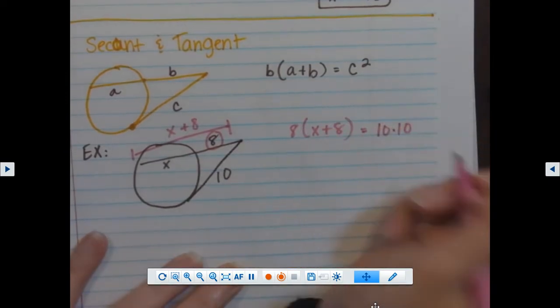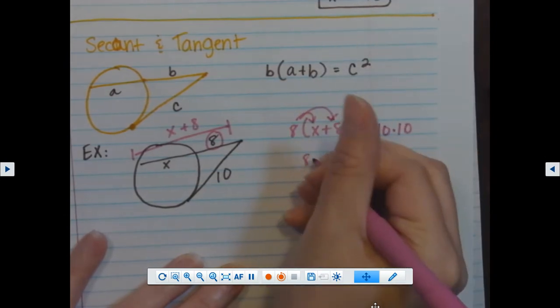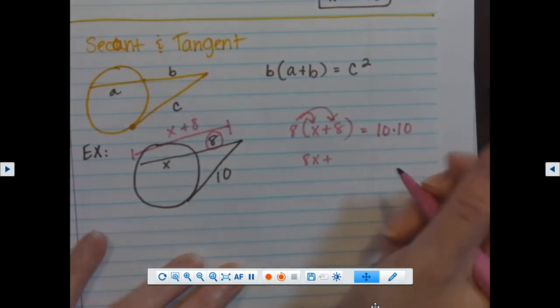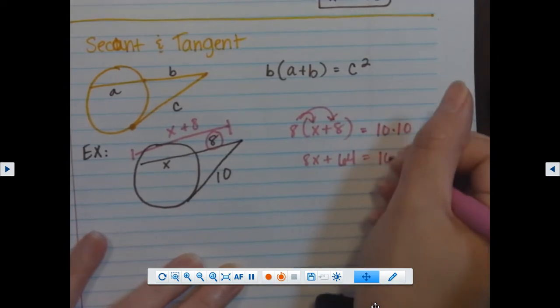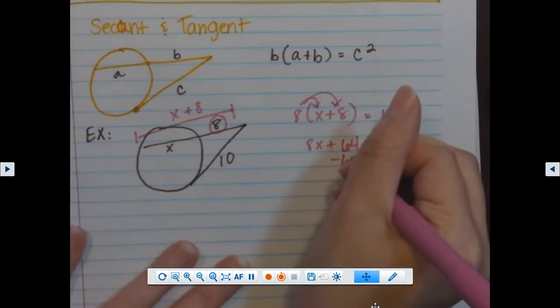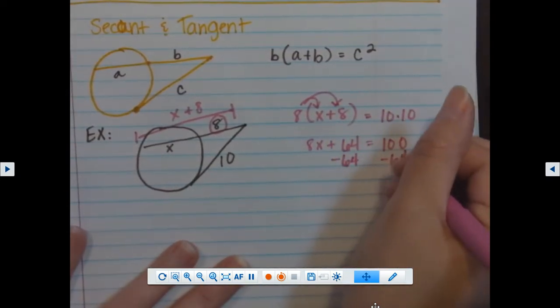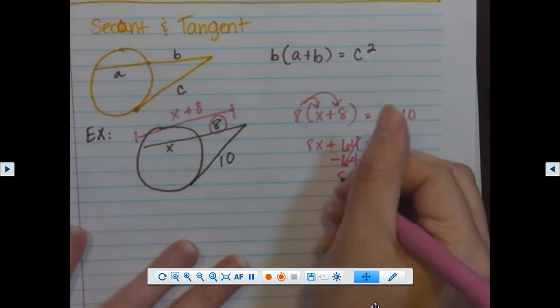Okay, and now we're going to distribute. We get 8x plus 8 times 8, which is 64. 10 times 10 is 100, minus 64. Drop down the 8x.